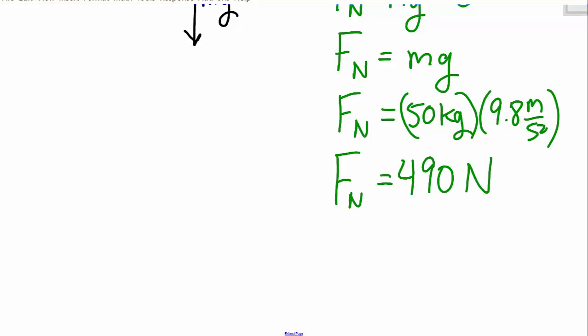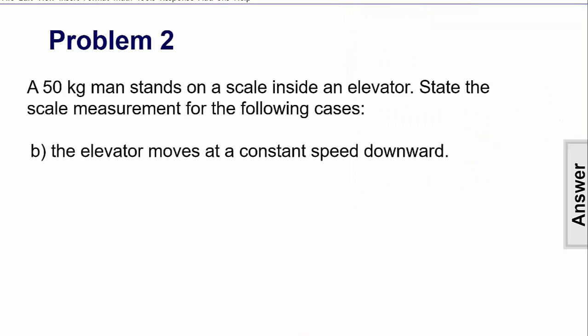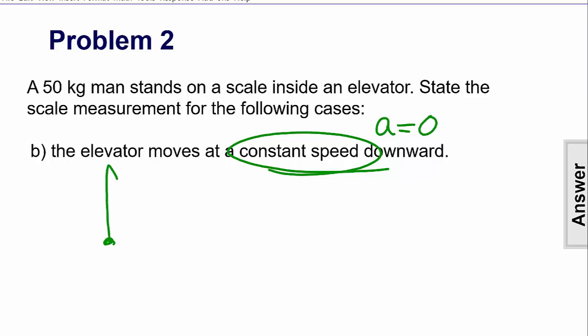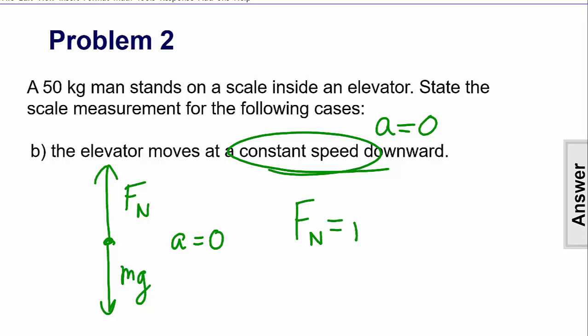Let's proceed to part B. Part B, the elevator moves at a constant speed downward. Well, again, it's constant speed. It doesn't matter which direction we're moving if we're in constant speed because a is equal to 0. Therefore, nothing changes in this problem. Our free body diagram remains the same. We have normal force up, we have mg down, and a is equal to 0. So we should find that Fn is still equal to mg, which was equal to 490 newtons.